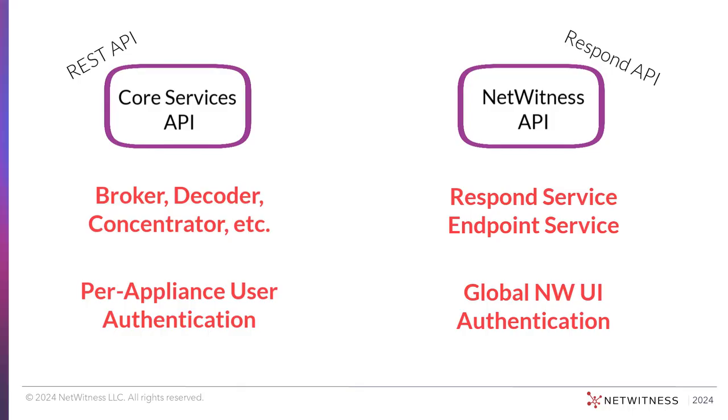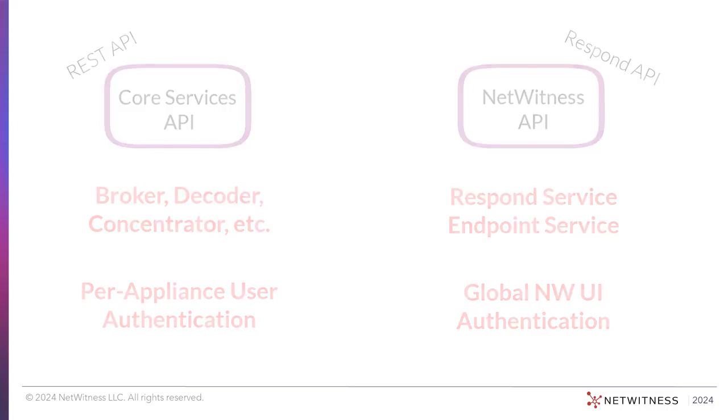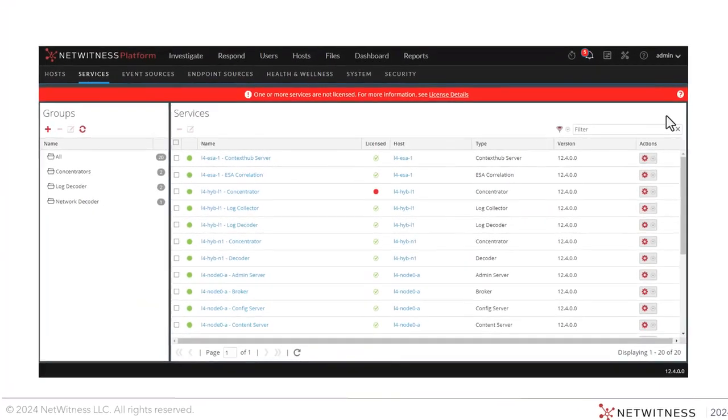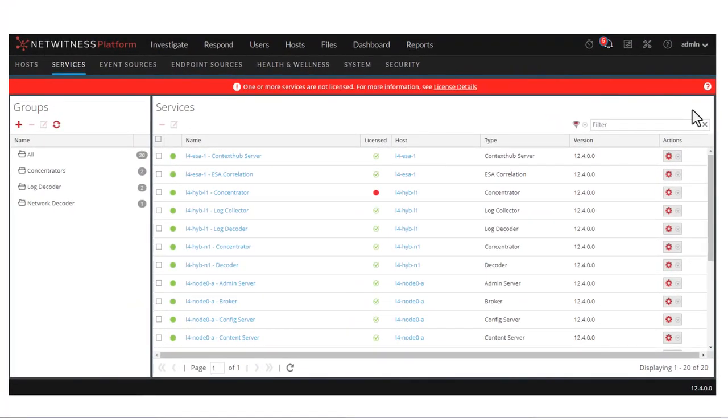The Core Services API is used for interacting with core services such as the broker or concentrator. Authentication to these services uses the security configuration on each individual service. These accounts are not the same as the ones used to log into the user interface.